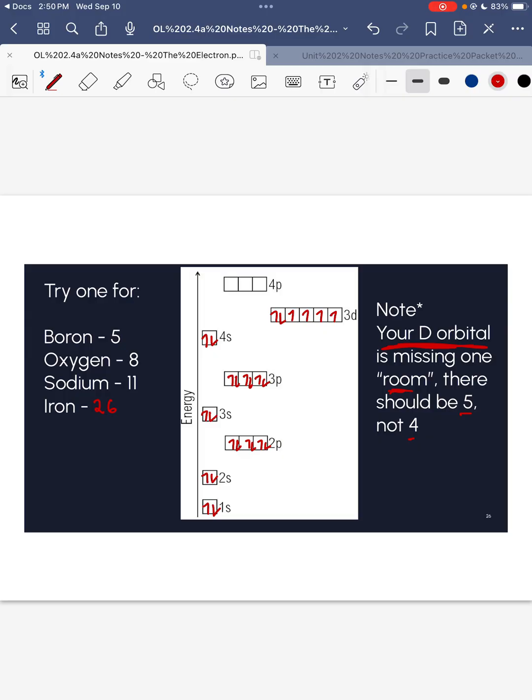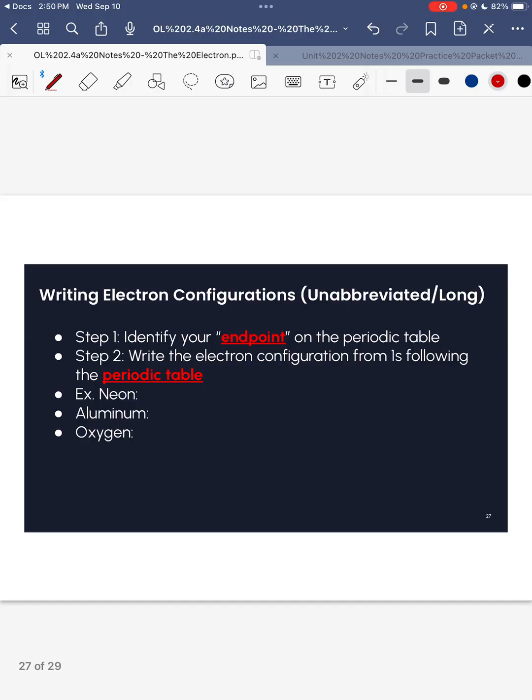And if I were to write out the electron configuration, I'd have to write the full big thing, 1s2, 2s2, 2p6, 3s2, 3p6, 4s2, 3d6. Okay? Now, when we write electron configurations in the unabbreviated way, we're identifying an endpoint and then writing the electron configuration starting at 1s all the way following through the periodic table.